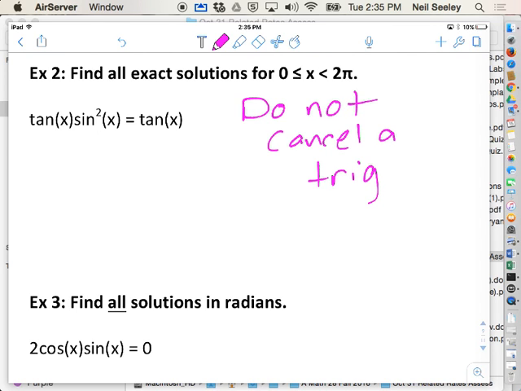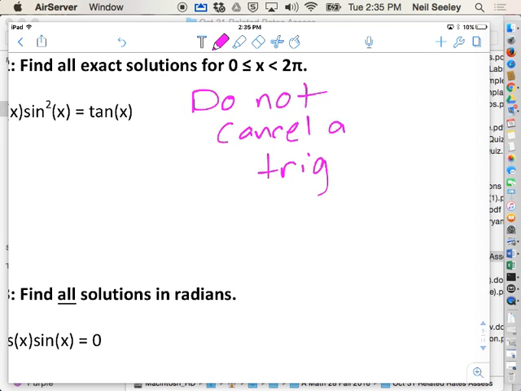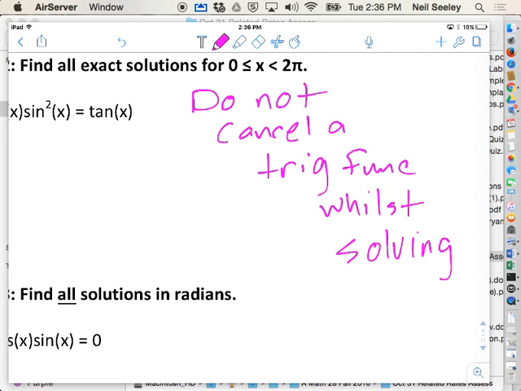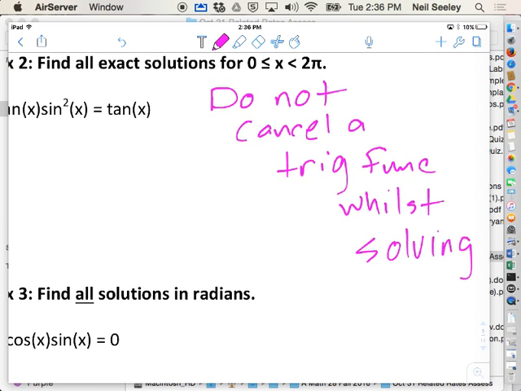Because when you do, some of your solutions disappear with it. Whoa. It wipes them off the planet. You do not want that. Do not cancel the trig function whilst solving. Is that a good use of whilst? Yeah. I like it. It sounds great.